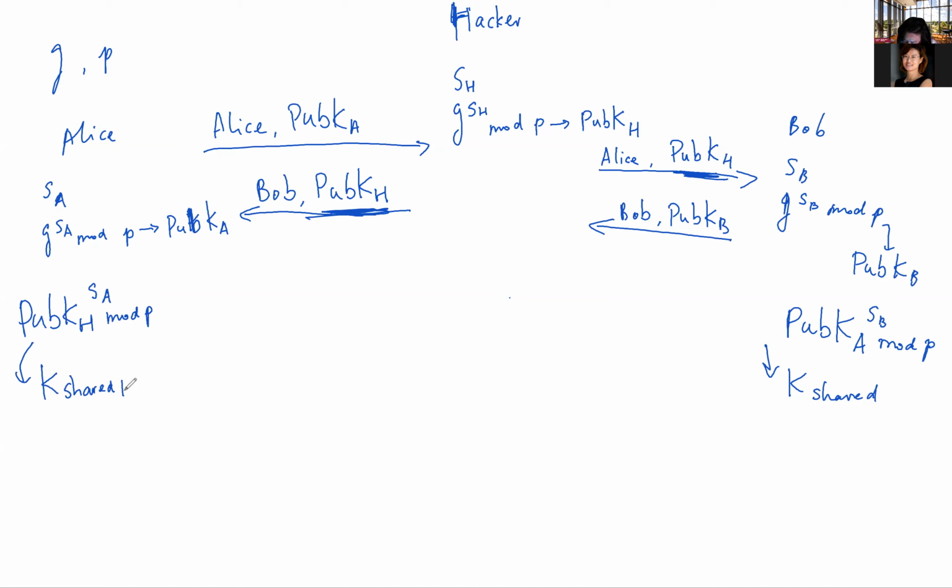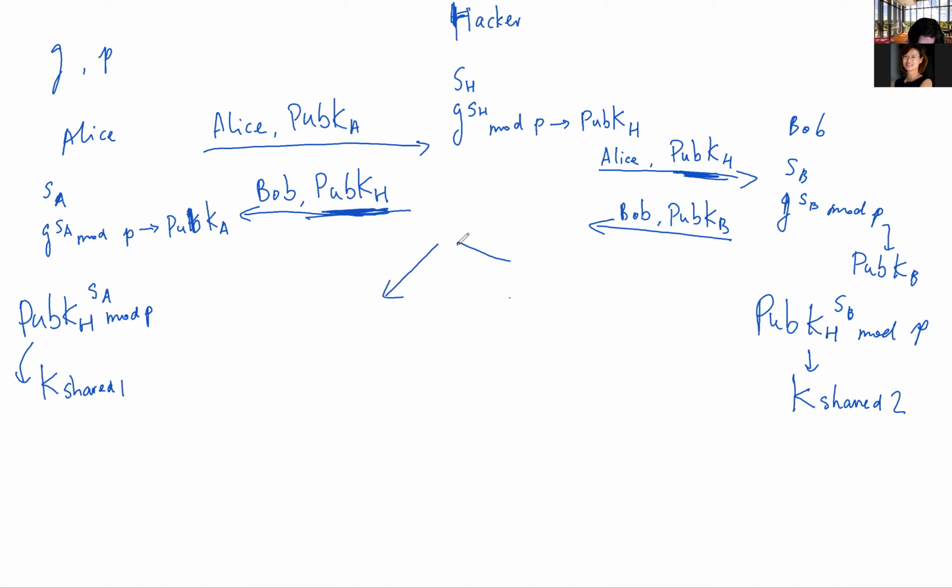And then Bob would do the same thing, except he's also using hacker's public key instead of Alice's, raising it to the power of SB. And let's call it K shared 2. And then the attacker at this time will have to do two things. One is to compute one key for Alice, and the other is to compute another key for Bob.